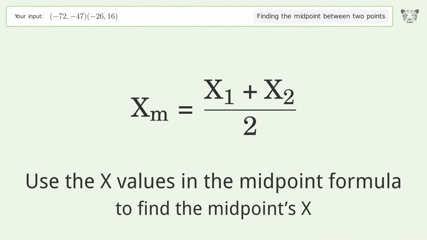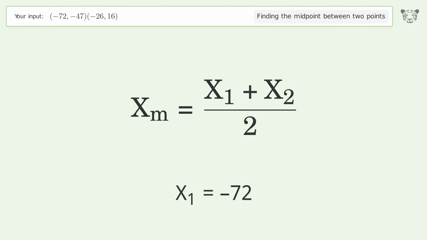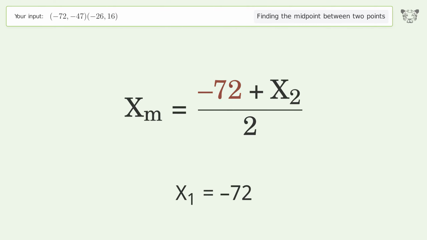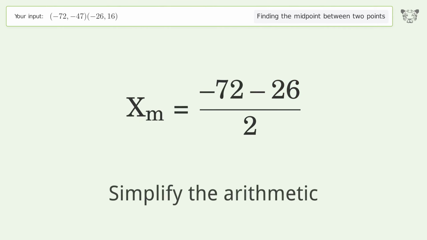Use the x values in the midpoint formula to find the midpoint's x. x1 equals -72. x2 equals -26. Simplify the arithmetic.